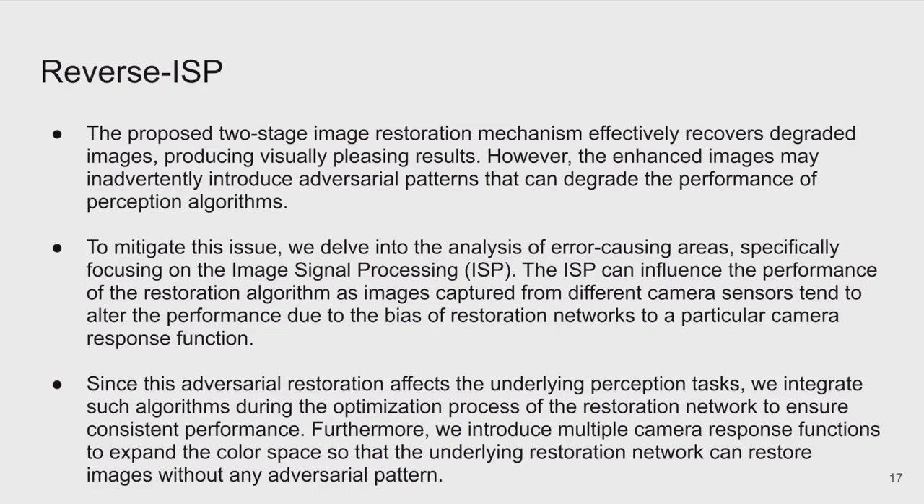Now, the proposed two-stage restoration mechanism effectively recovers degraded images, producing visually pleasing results. However, there might be some adversarial patterns that can degrade the performance of the perception algorithms. To mitigate this issue, we delve into the analysis of the error-causing area, specifically focusing on the image signal processing pipeline, which can influence the performance of the restoration algorithms, as the images captured from different camera sensors tend to alter the performance due to the bias of restoration networks to a particular camera response function.